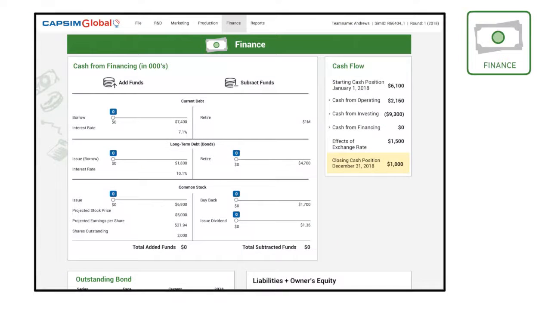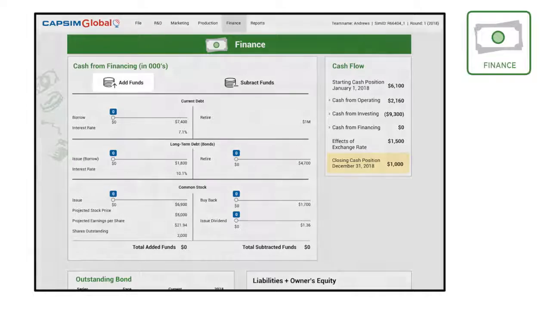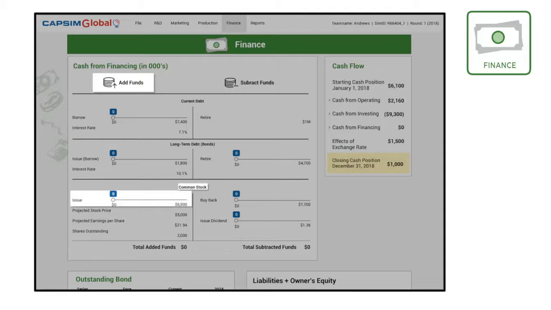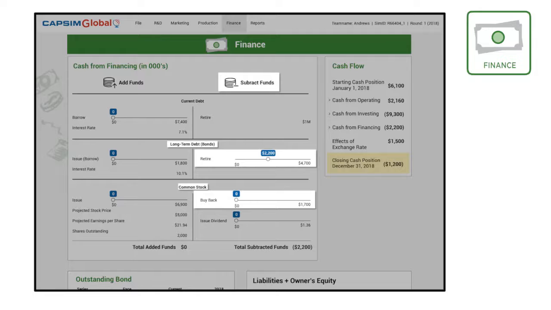Finally, in finance, it's your responsibility to ensure the company has enough cash to run the business throughout the year. You can raise funds through three methods: issuing stock to the public, borrowing money through current debt, due next year, or borrowing money through long term debt, due in 10 years. You can also retire debt and stock by adjusting these sliders, and you can issue dividends to your shareholders here.